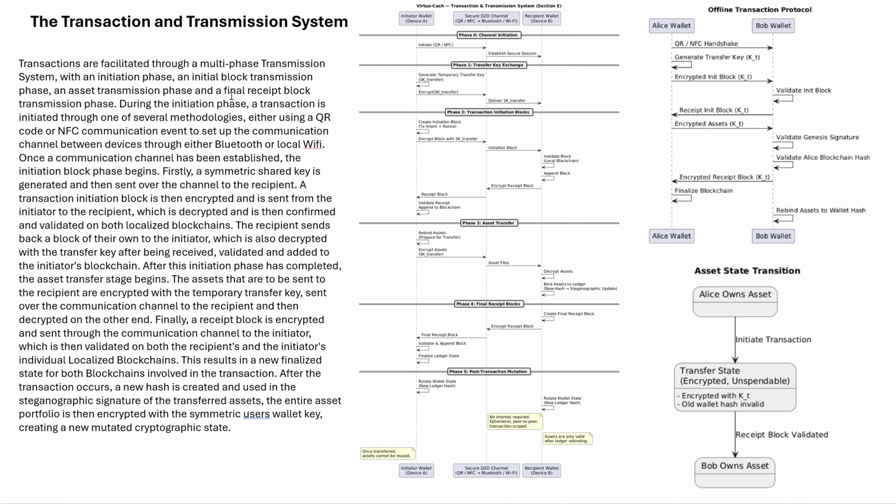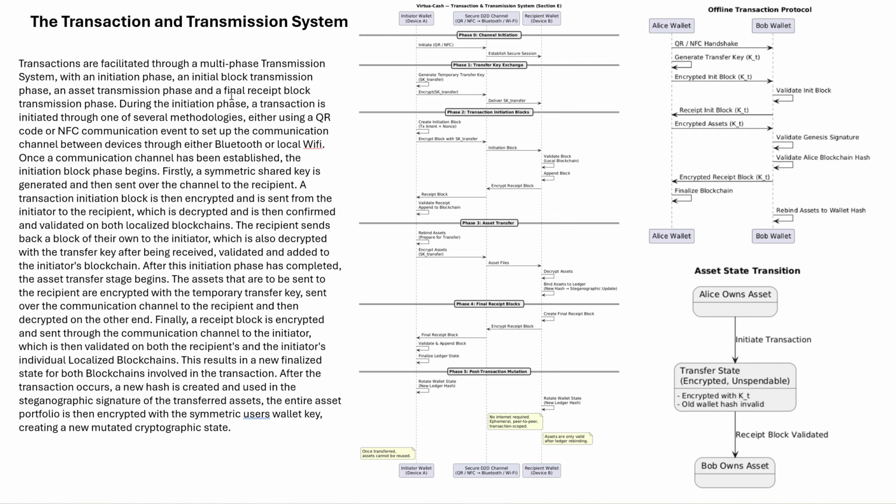Firstly, a symmetric shared key is generated. This is your ephemeral key, and then sent over the channel to the recipient. A transaction initiation block is then encrypted and sent from the initiator to the recipient, which is decrypted and then confirmed and validated on both localized blockchains, as we talked about before with the block transfer mechanism. The recipient sends back a block of their own to the initiator, which is also decrypted with the transfer key after being received, validated, and added to the initiator's blockchain.